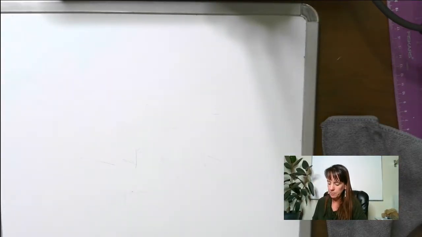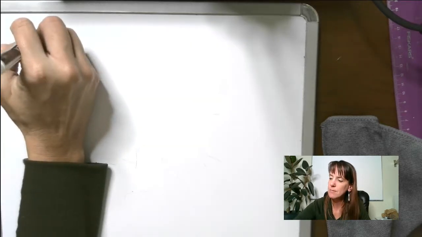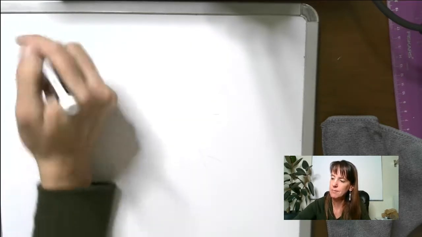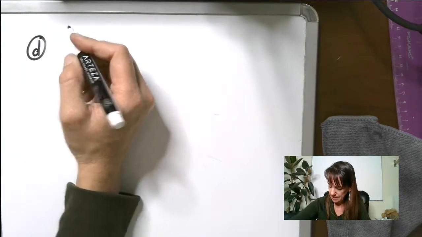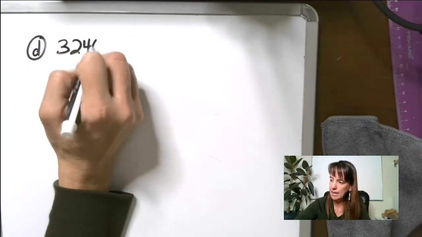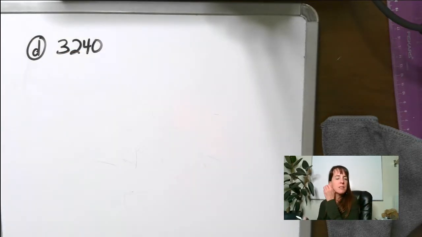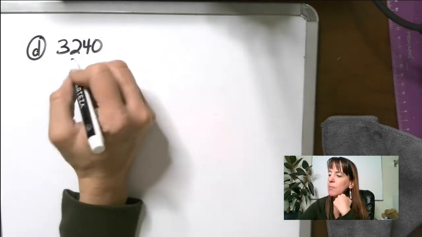All right, so if we go back to the practice problems D, it says write 3,240 as a product of prime numbers. If you haven't paused the video and done that yet, give it an attempt first and then come on back.